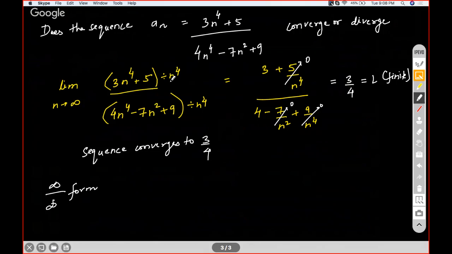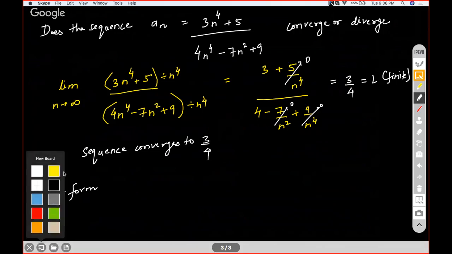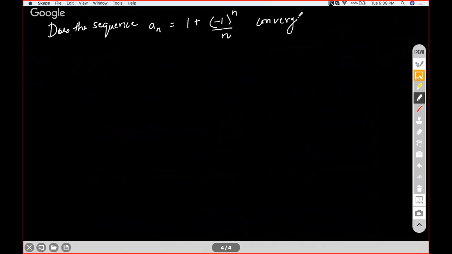Now, let's take another question. Does the sequence a_n given as (1 + (-1)^n)/n, does this converge or diverge? You tell me the answer.